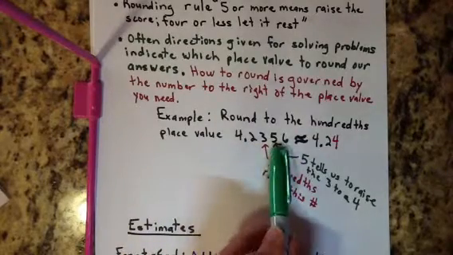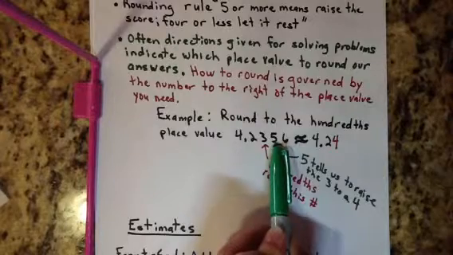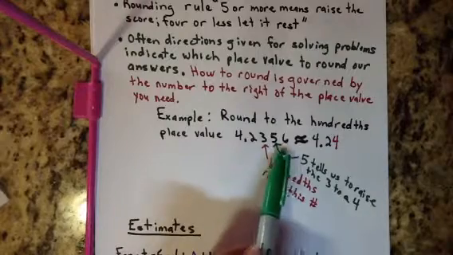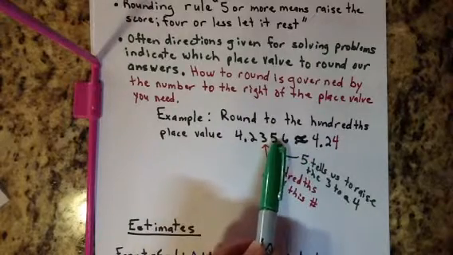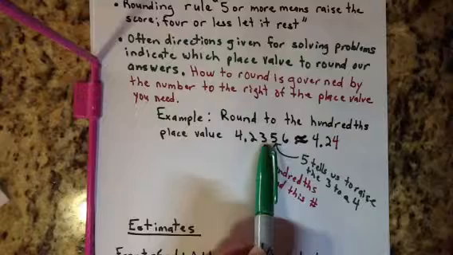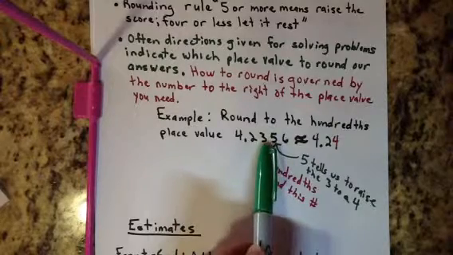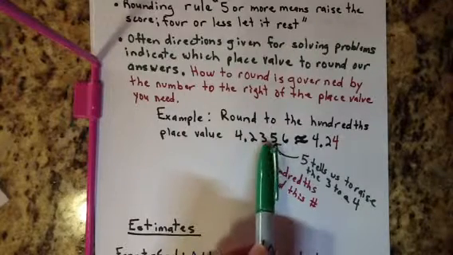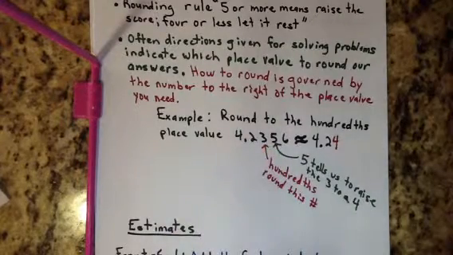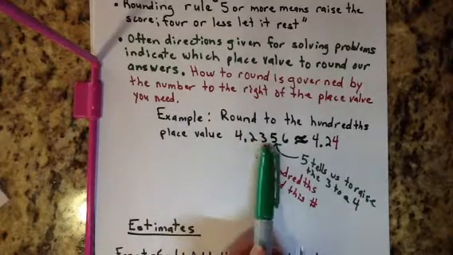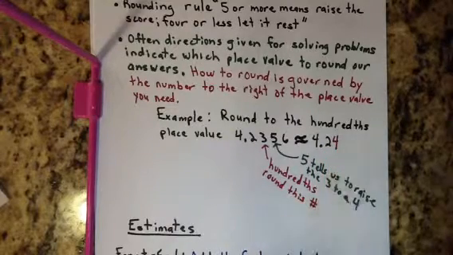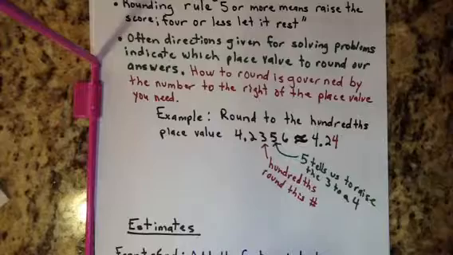The number just to the right of it is what will govern how we round it. So the little rhyme comes in handy: 5 or more. If this number is 5 or more, then you're going to round up, so that would become 4. If it were 4 or less, it says let it rest. In other words, just don't change it. So as you can see, I rounded 4.2356 to 4.24 because I rounded it to the hundredths place.